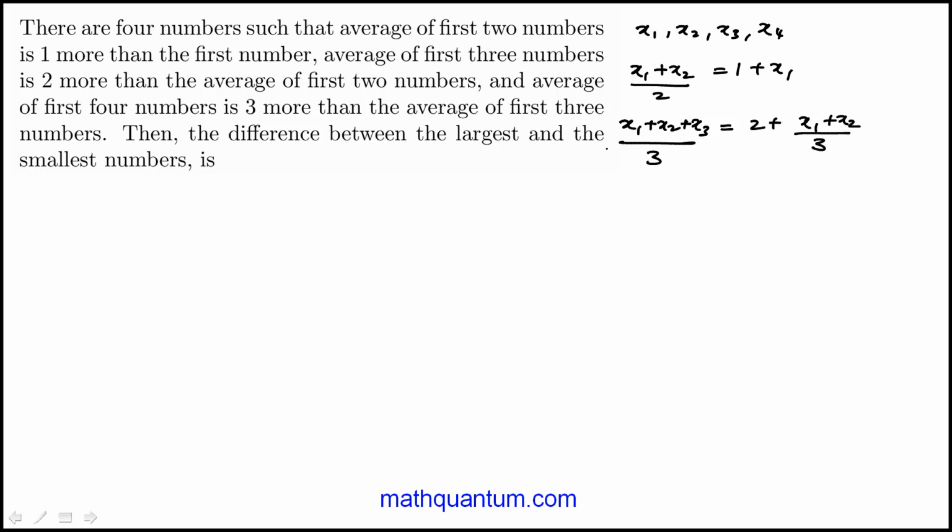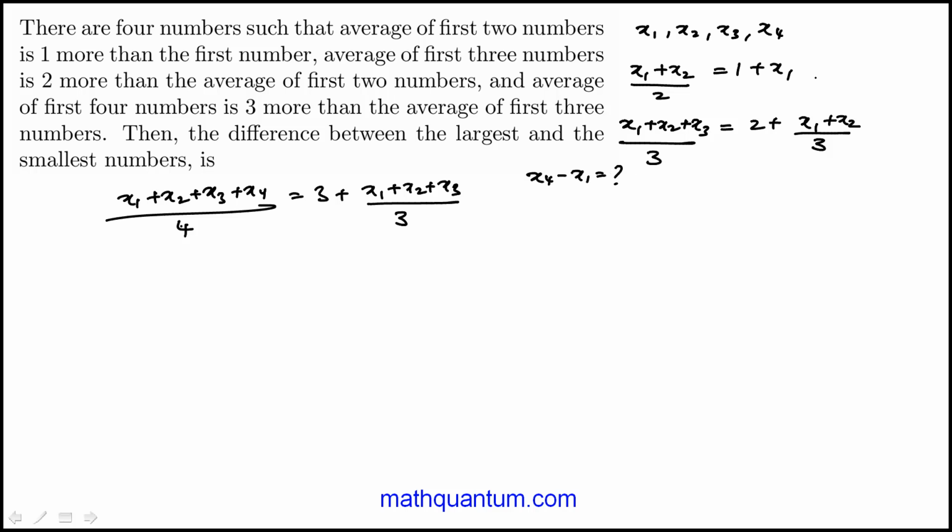So yeah, I mean, it's kind of made up conditions, but they are kind of messy. The average of the first four numbers is 3 more than the average of the first three numbers. And they're asking for the difference between the largest and the smallest.